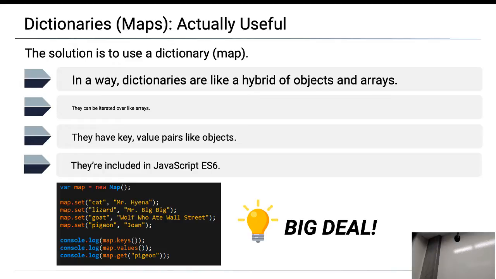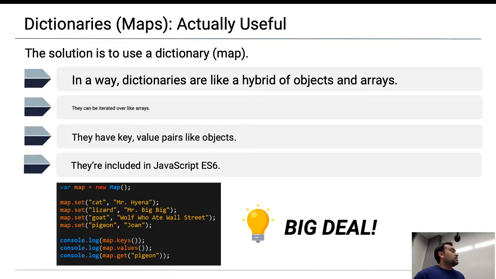Map.keys. If you had to take a guess, what is map.keys returning? Right, it's a list or an array. All right. Same with map.values. What about map.get? Just one object, right? So this tells you that the keys have to be unique. Map has unique keys.